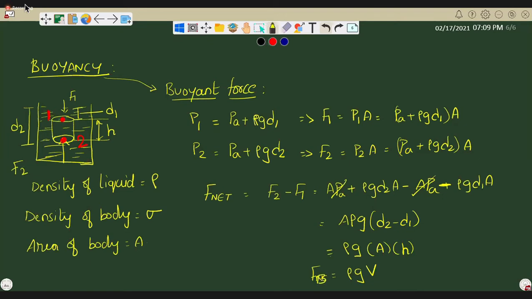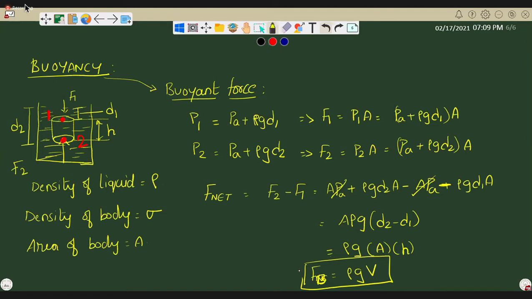So this is called the buoyant force. So it's the volume of the liquid? No, this is the volume of your body. Understood? Clear?